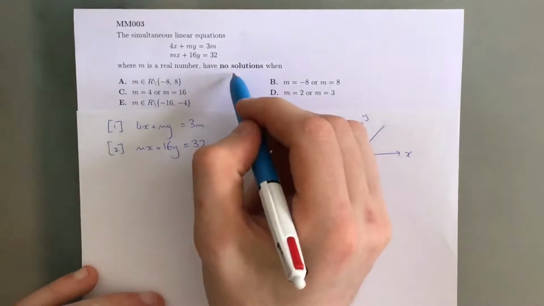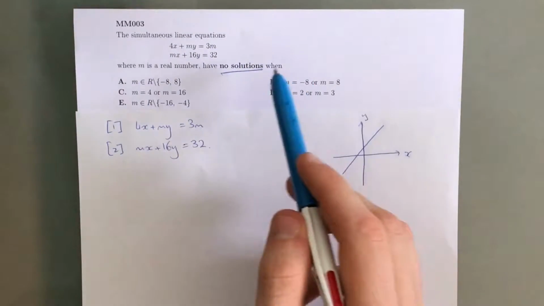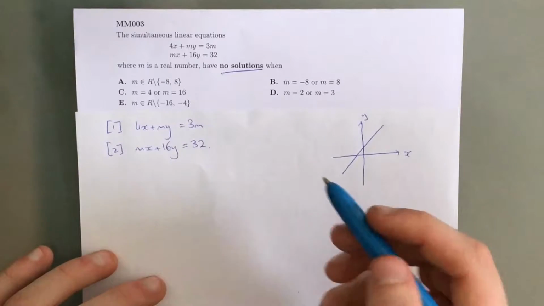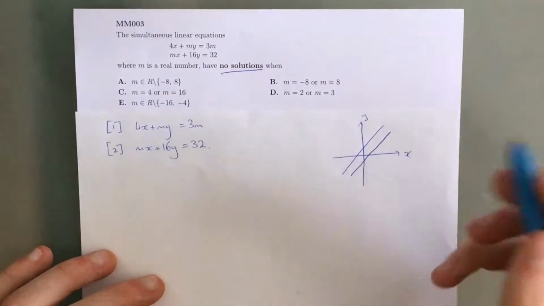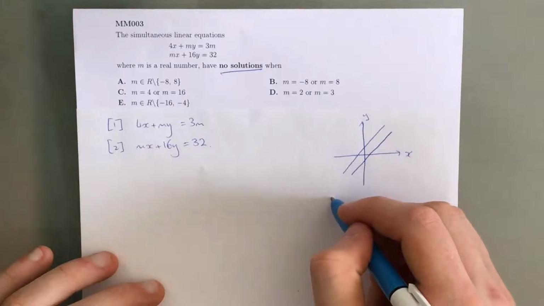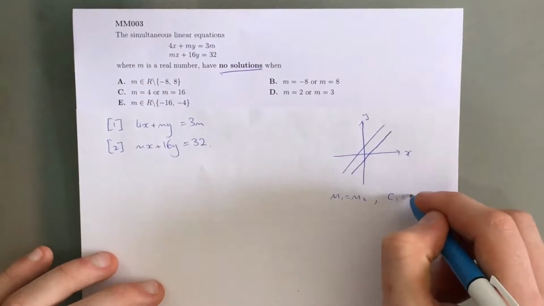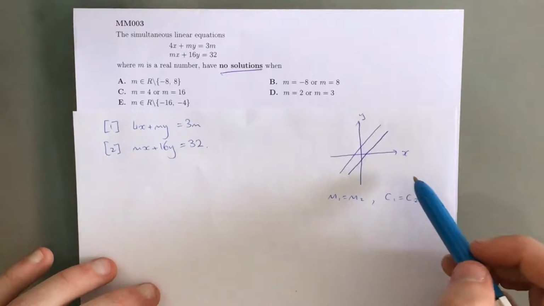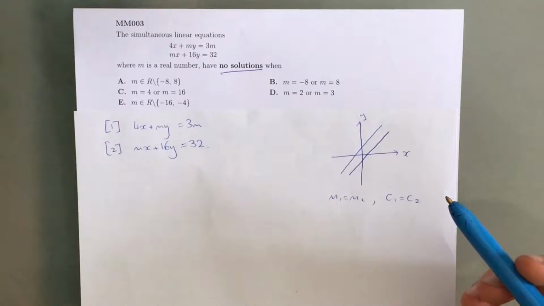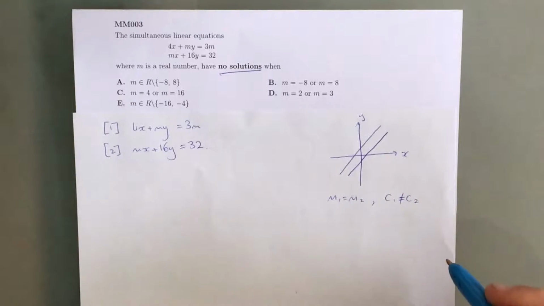Now, no solutions. If you think of a solution as a point of intersection between those two graphs, and these two graphs have no solutions or no points of intersection, then that means that these graphs have to be parallel, because that's the only way that they're never going to cross each other. So the only way that this happens is if their gradients are both the same, but their y-intercepts are different. If they have the same gradient and the same y-intercept, they would be the same graph, and they would have infinitely many solutions or infinitely many points of intersection. So when they have no solutions, their gradients equal each other and their y-intercepts do not equal each other.